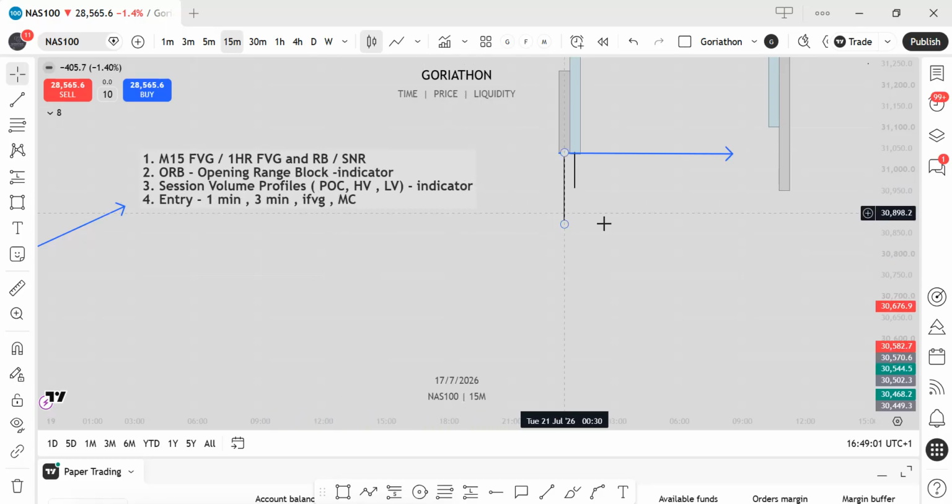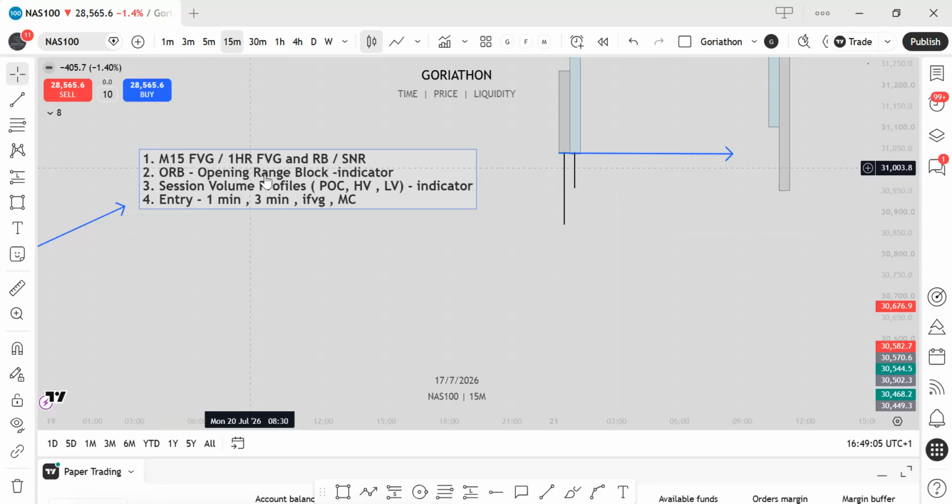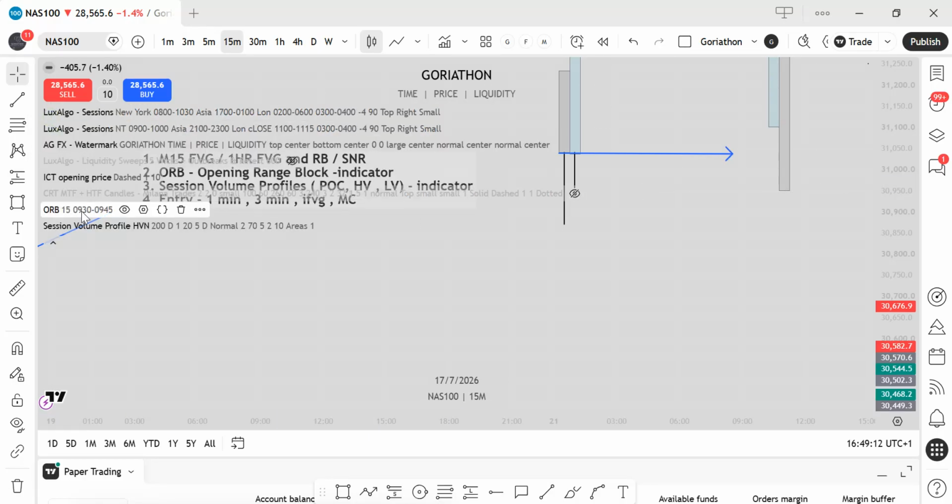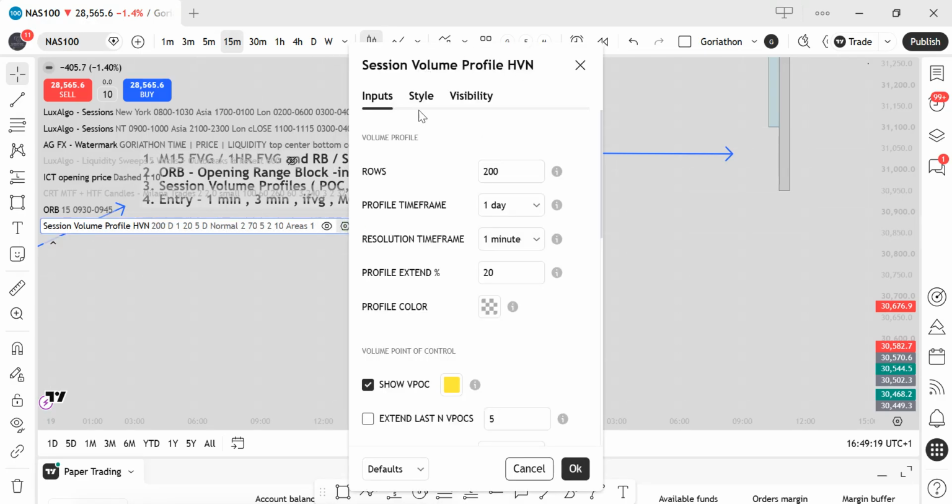Okay, and then you need to get this indicator as well, session volume profile. So we are trading based on volume as well, right? So session volume profiles, you have the point of control, and then high volume and low volume. So that's another indicator you guys can add. This one, right? Session volume profile, HVN. So you can add that.